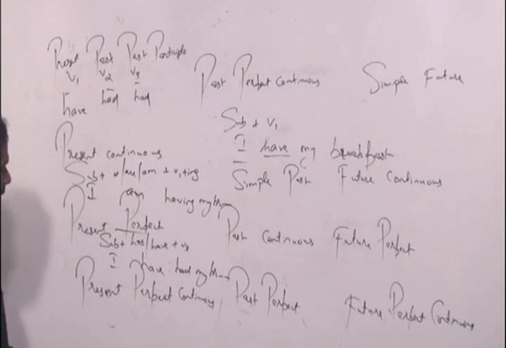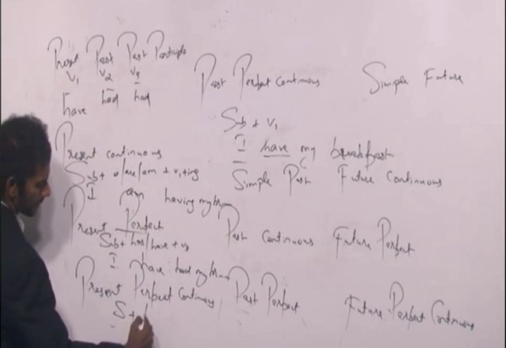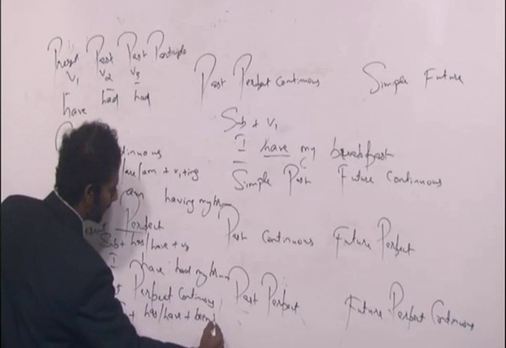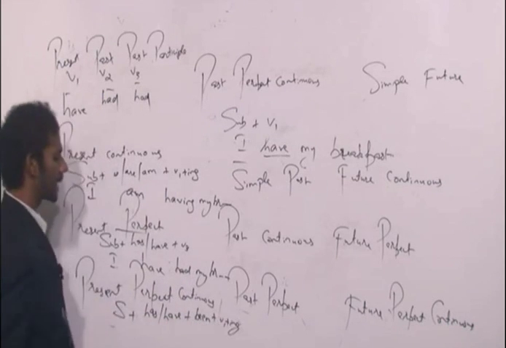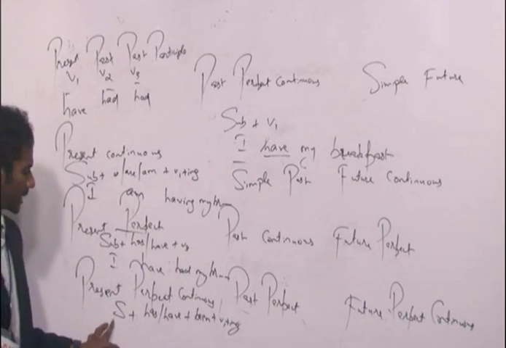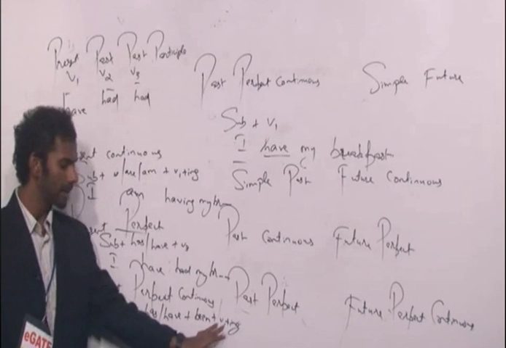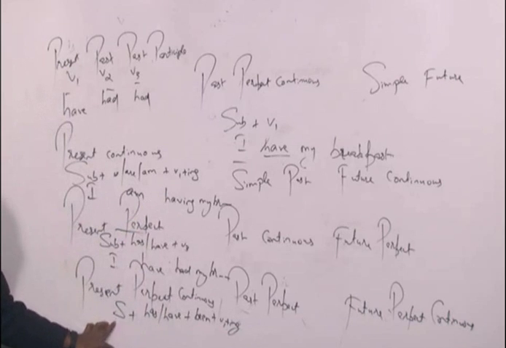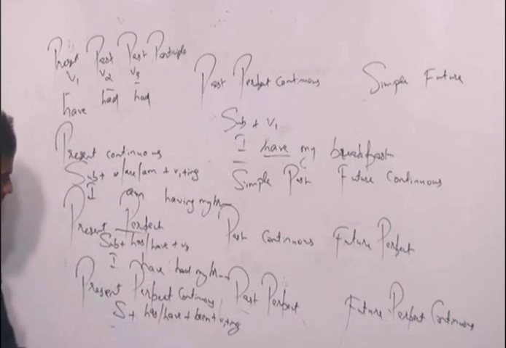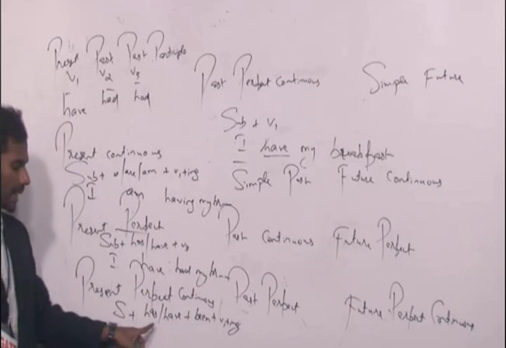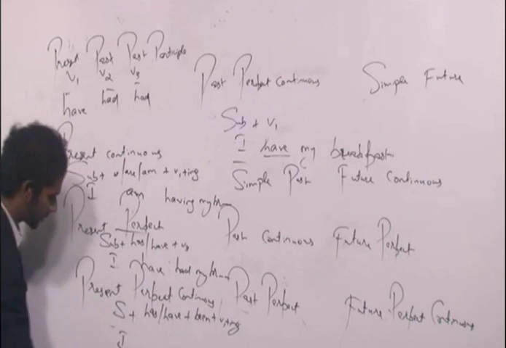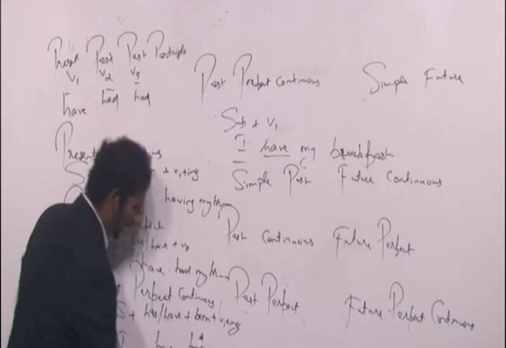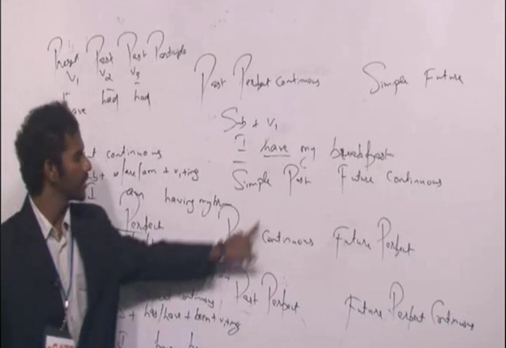Now the last category in present tense, present perfect continuous. What is the rule of present perfect continuous? Subject plus has or have plus been plus V1 plus ing. Clear? Fine. Come to this. The subject here is I. Clear? I has is wrong. It should be I have. Fine. Plus been, plus V1 plus ing.